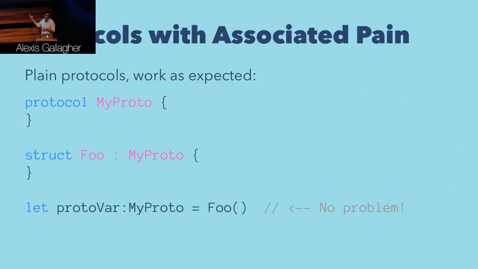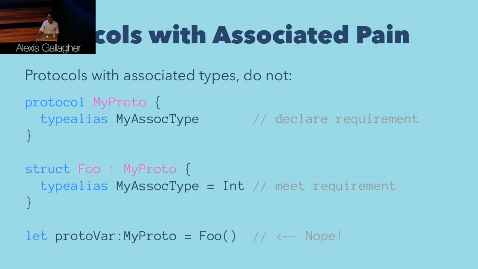And then in downstream code, I know that I'm working with something that's a MyProto. I can forget what it originally was. Maybe someone handed it to me, and all I know is that it's a MyProto, so I know what its interface is, and I can call methods on it. No problem, right? But in protocols with associated types, or with associated pain, that's not what happens.